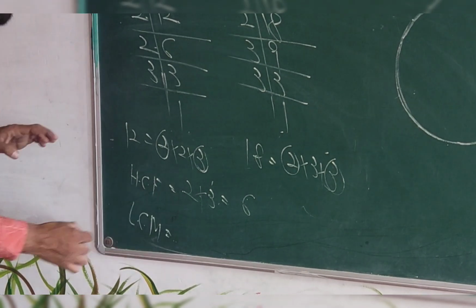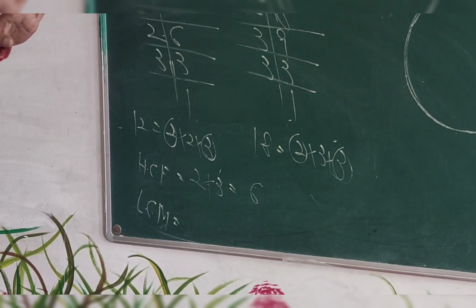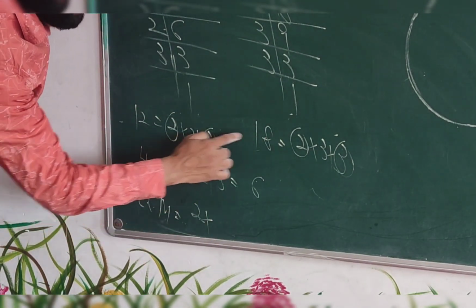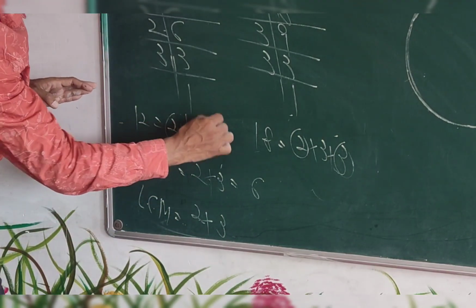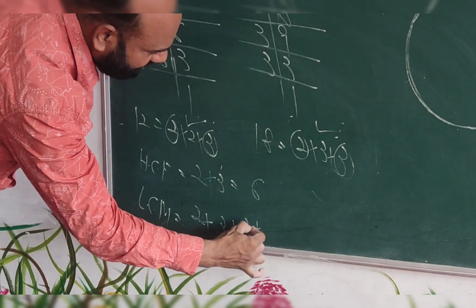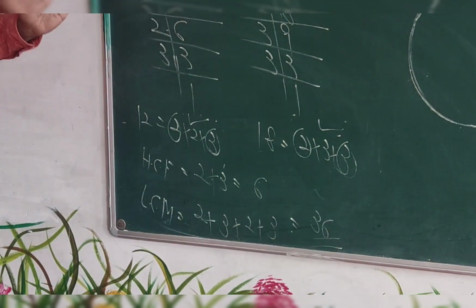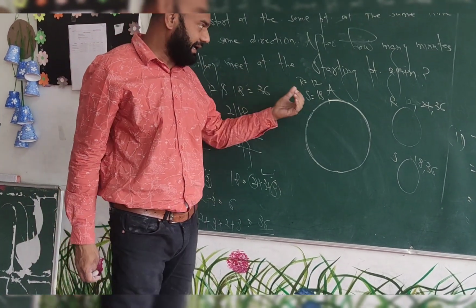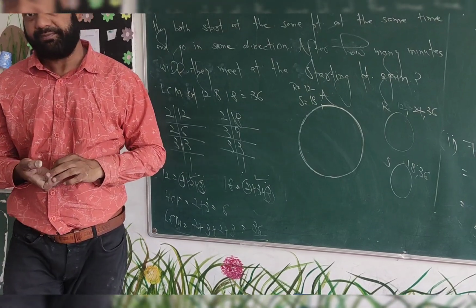In the LCM, the number which is common in both the terms is written only one time. So 2 and 2, this is 2, multiplied by 3 and 3, so this is 3. And the remaining numbers are this 2 and this 3, so these can be written multiplied by 2 multiplied by 3, which is equal to 36. So we can say that Sonia and Ravi meet at the same point after 36 minutes.